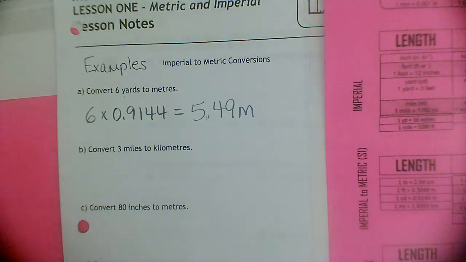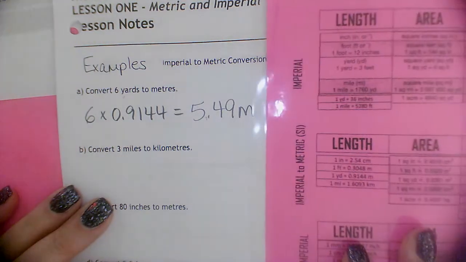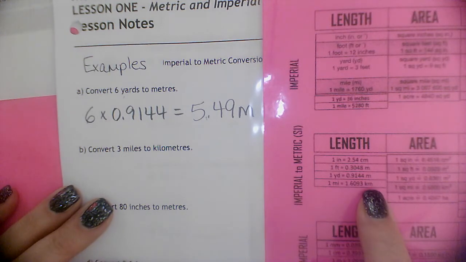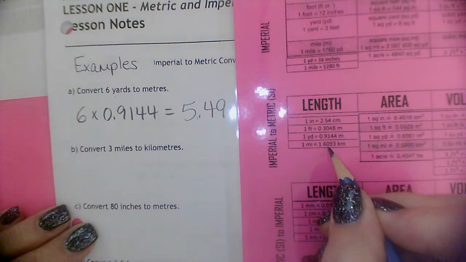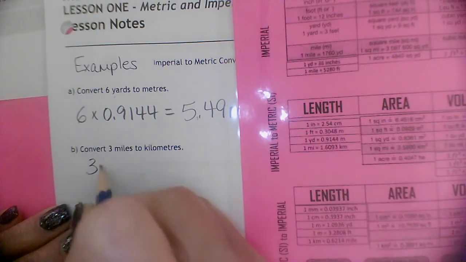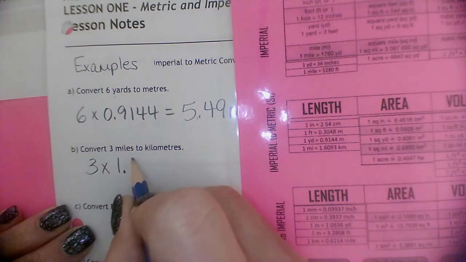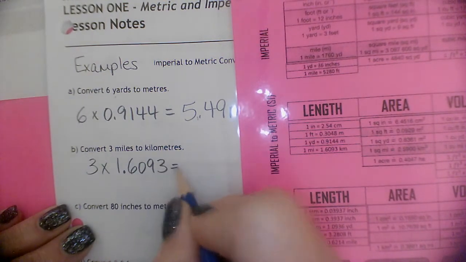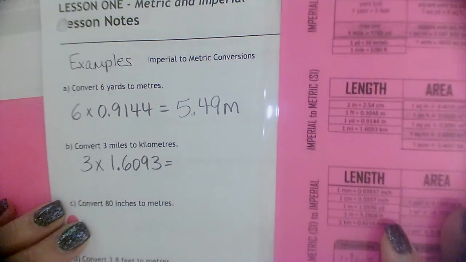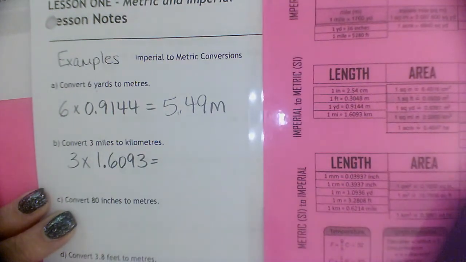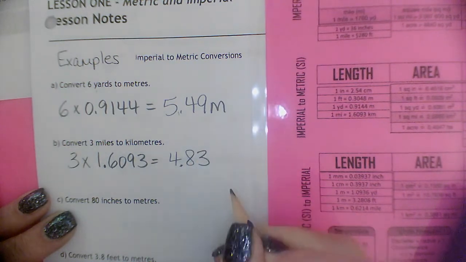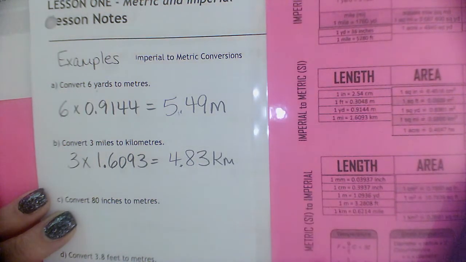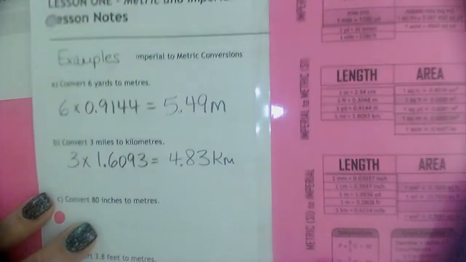Okay? 3 miles to kilometers. Miles to kilometers, again, is straightforward. You can see that a mile is 1.6 kilometers. 3 times, and generally we just go with 1.6, but I went to a few more decimal places because it's a bit more accurate. 3 times 1.6093, and I get 4.83 kilometers, again rounded properly.